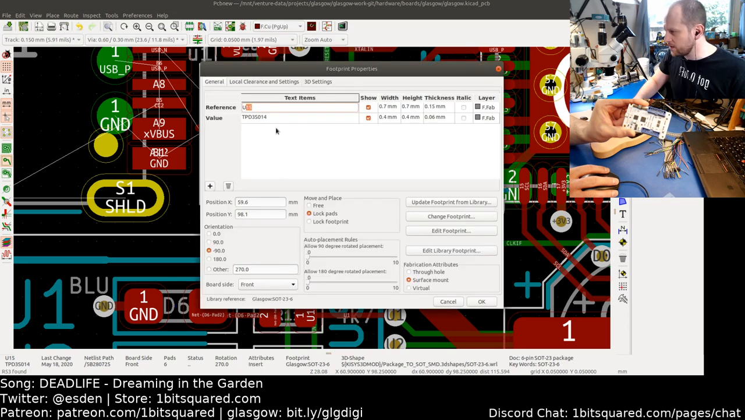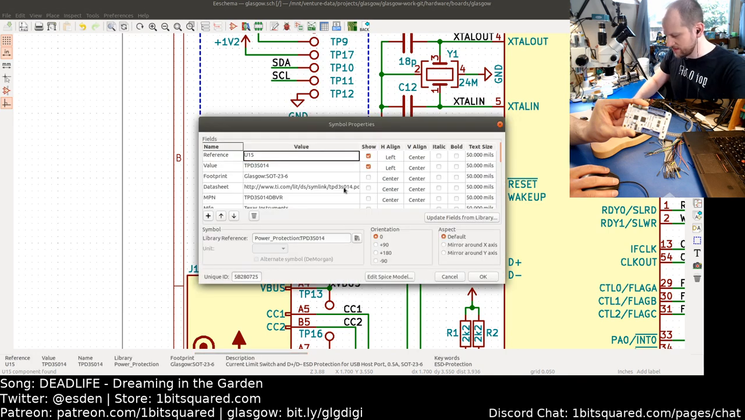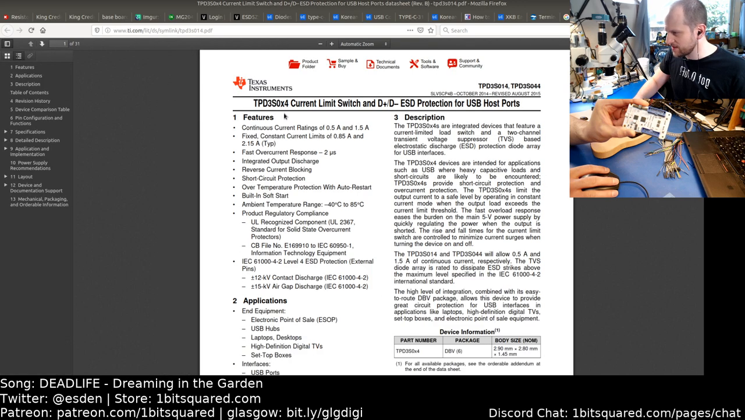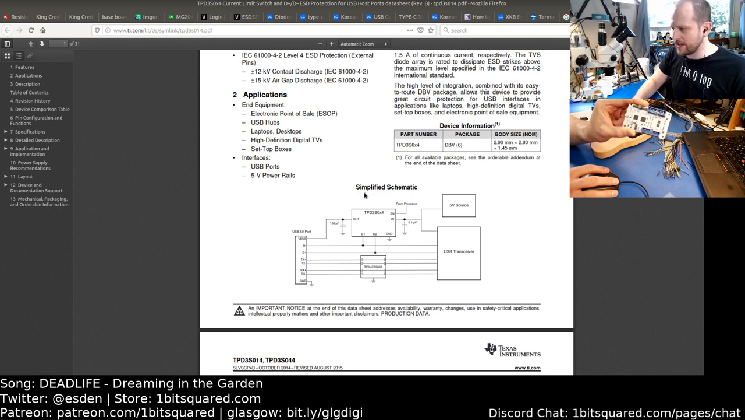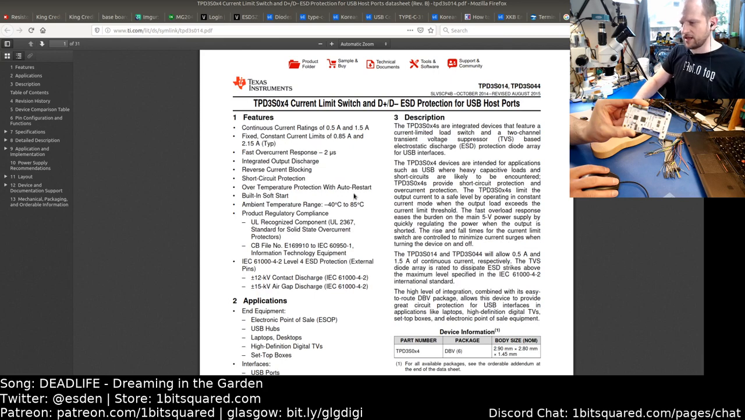Oh, this part, right. This is actually a surge protecting part. The TPD, let's open this just really quick. Control D, right? That's what it was. This is a current limited switch and D plus, D minus ESD protection. So essentially it protects from ESD as well as limits the current to charge the resistors on the device side if you have higher capacitance than the limit that the standard requires.